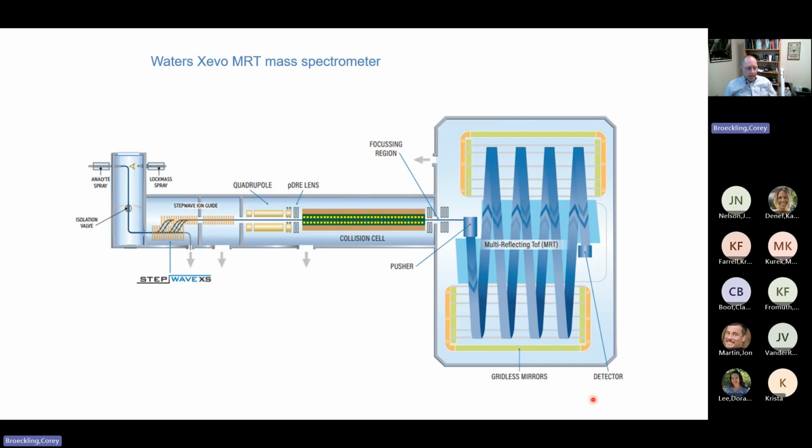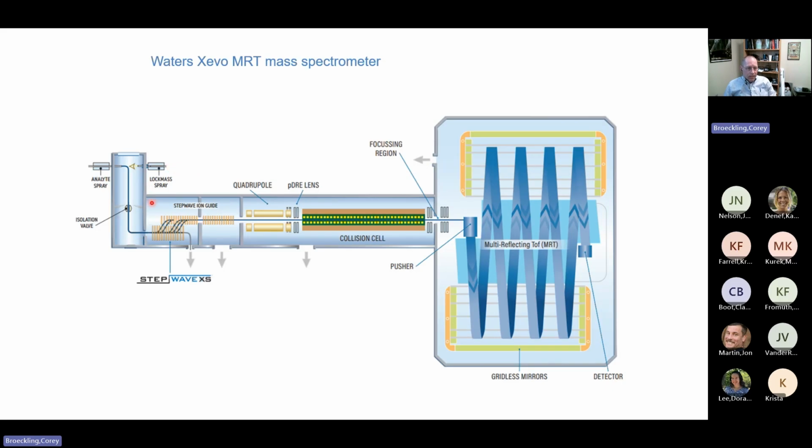So this is what it looks like in spec. And basically what we see here is we see the front end of the instrument over here on the left, where we would have the LC coming in from this analyte spray. We have something called a lock mass spray. This helps us to maintain mass accuracy over long time periods. And when I say long time periods, I mean through this we can get mass stability over weeks and into months. There's an isolation valve built in here.